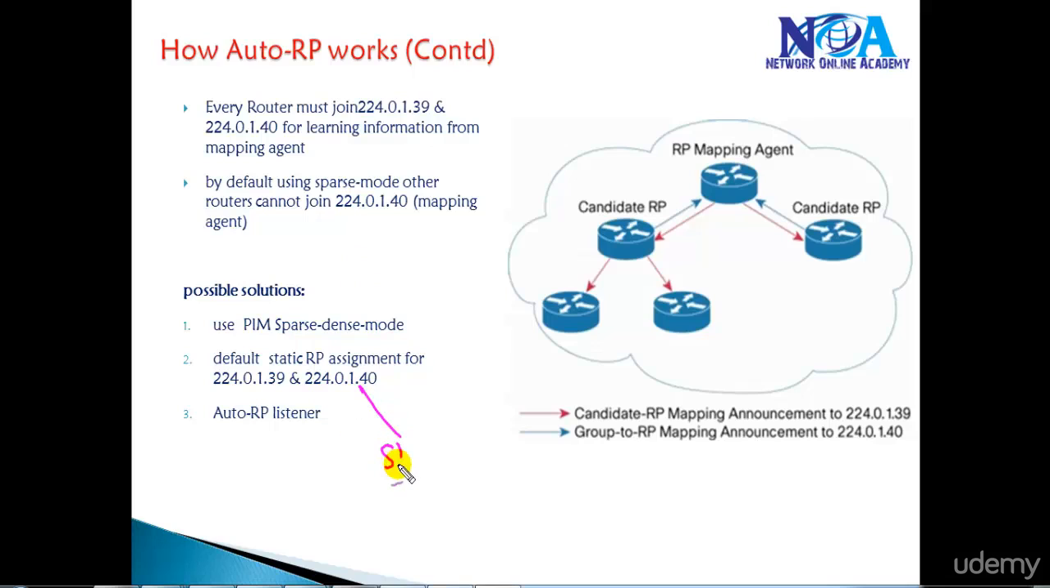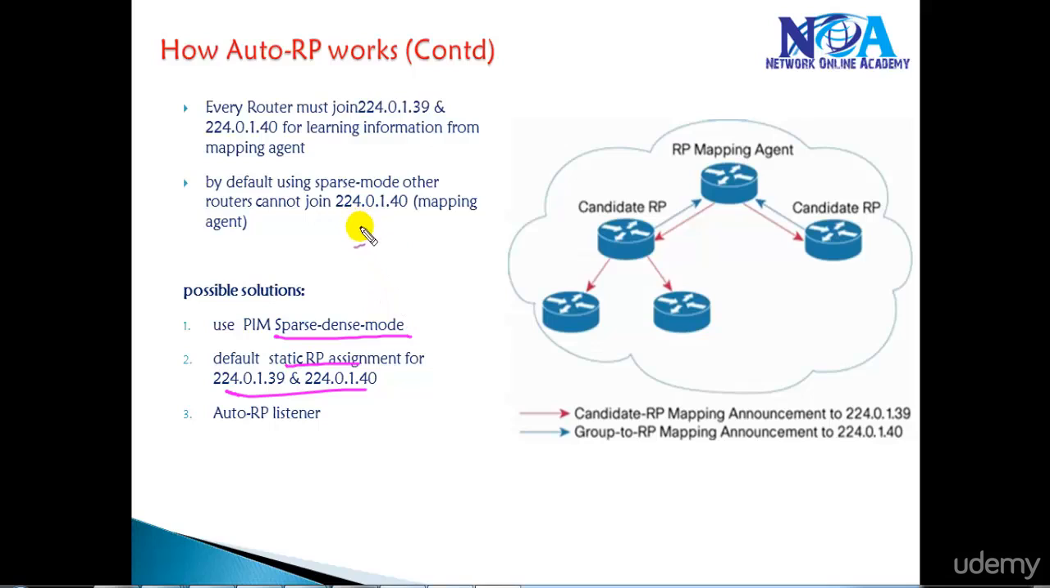We can assign a static RP for all the routers for these two multicast addresses, so that they can listen to those multicast addresses and figure out the actual RP for the multicast group. Probably that is not recommended, because we need to go to each and every router to define the RP for these multicast groups, and that's something not recommended.